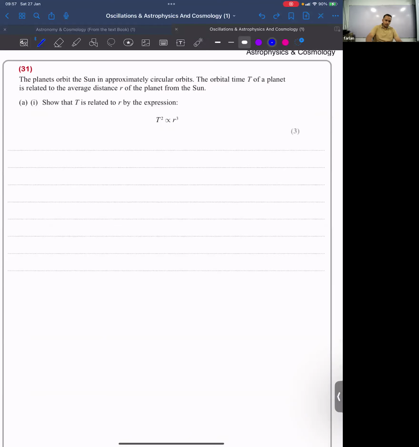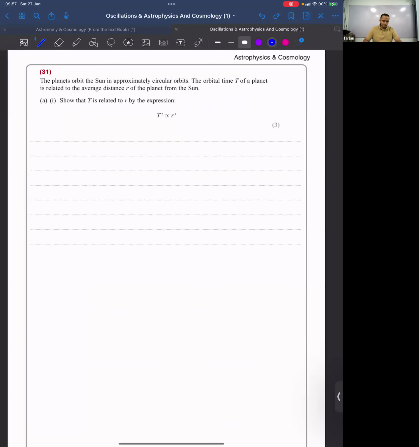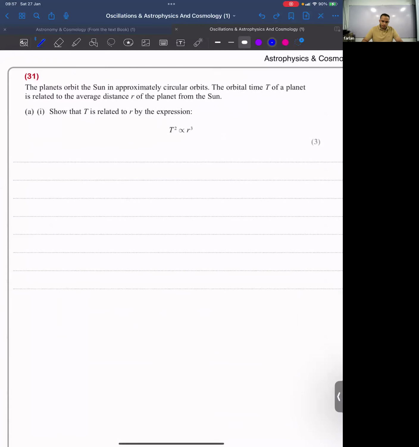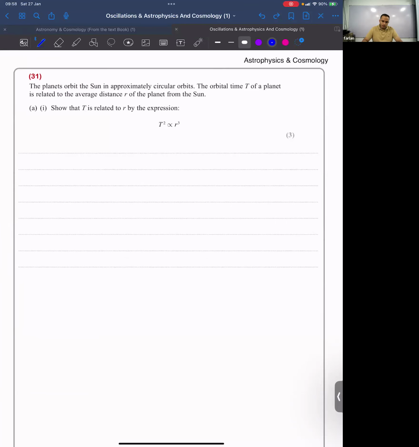Right. I'll do the part A1. You try the second one. The planets orbit the sun in approximately circular orbits. The orbital time T of a planet is related to the average distance r of the planet from the sun. Show that T is related to r by this expression. So once again, the same thing I did in the previous question. The sun is here in the middle.